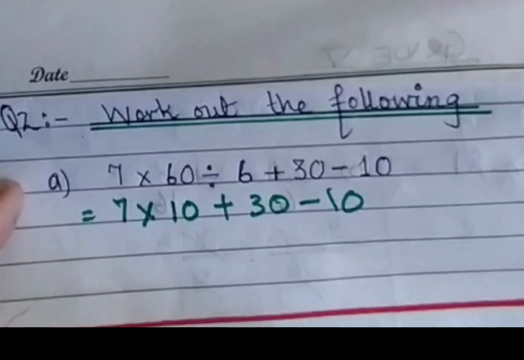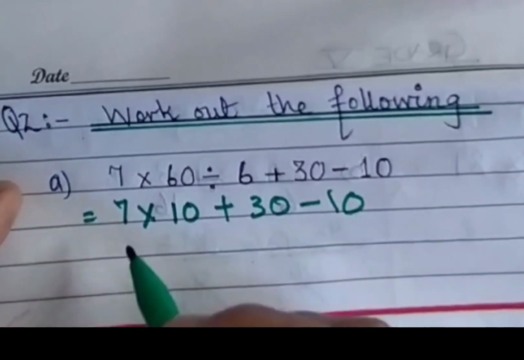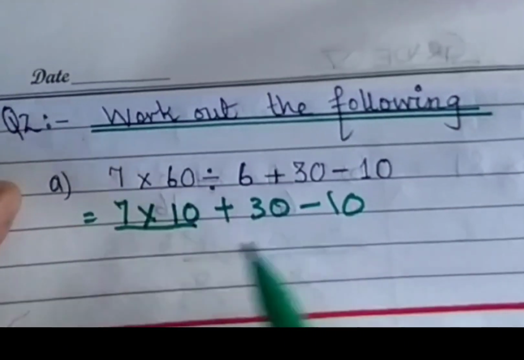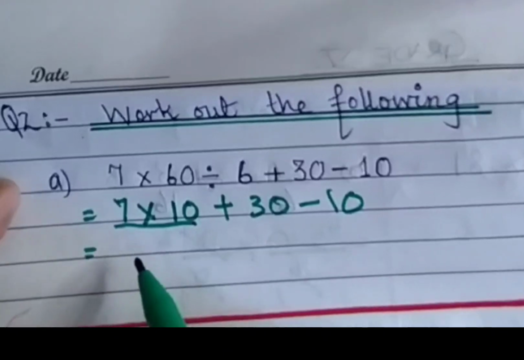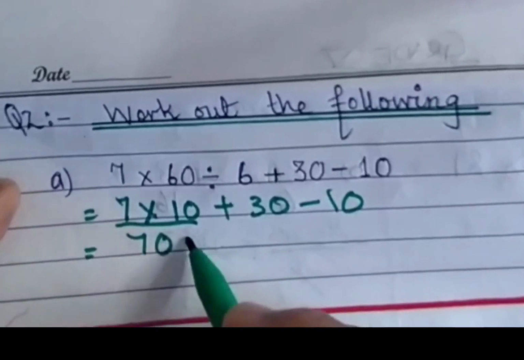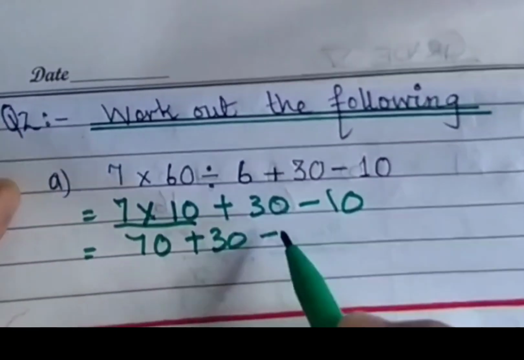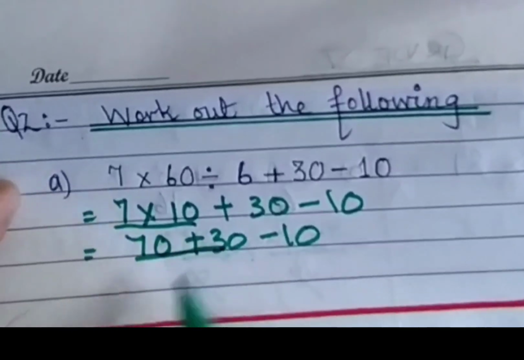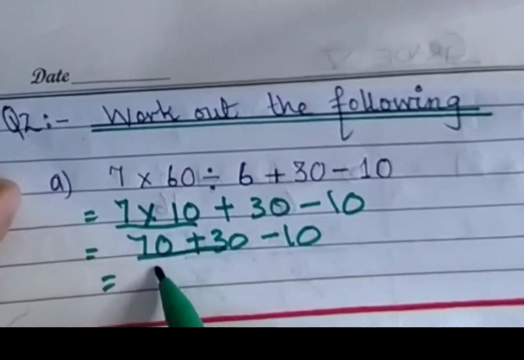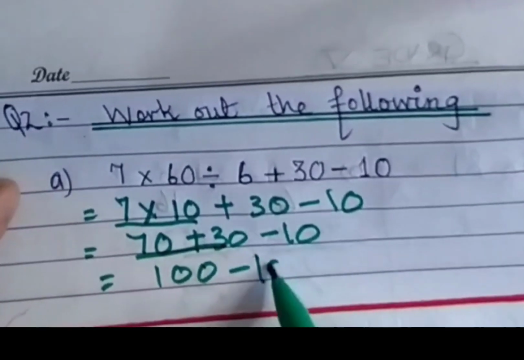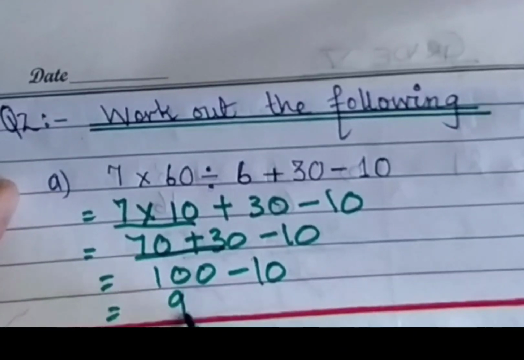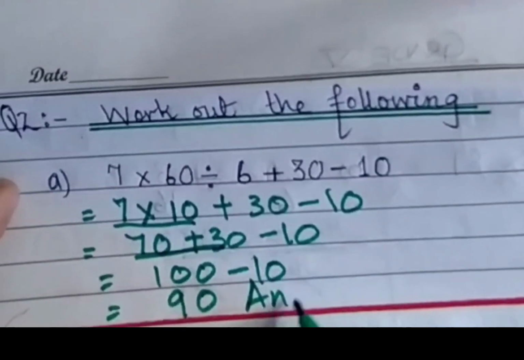Okay, let's move ahead with the second sign, multiply. We're going to underline this first, and 7 tens are 70 plus 30 minus 10. Addition, 70 plus 30 gives you 100. Minus 10, your 90 is going to be your answer.